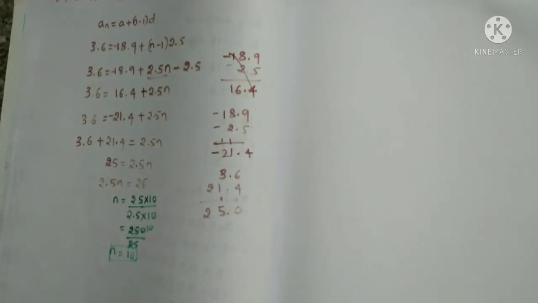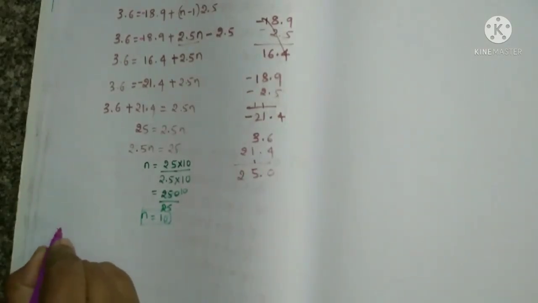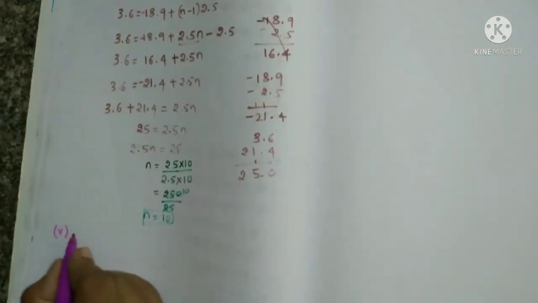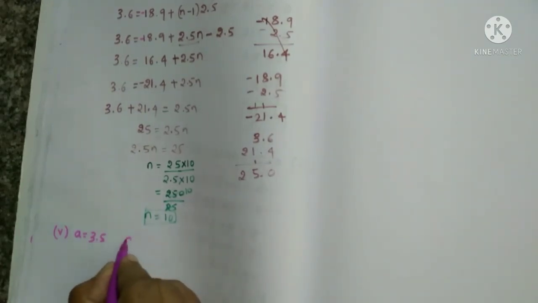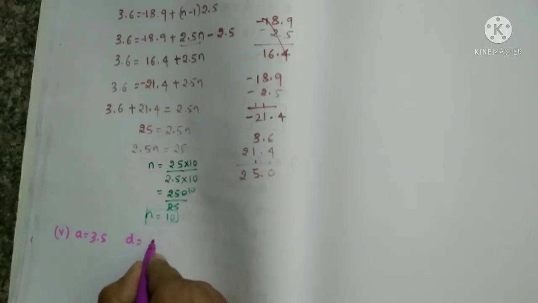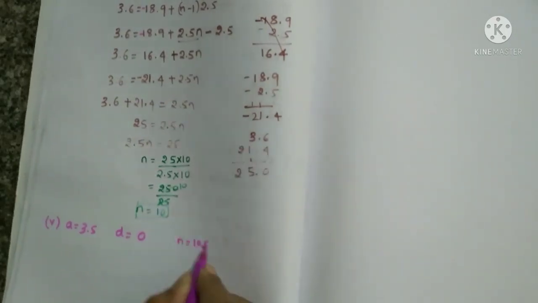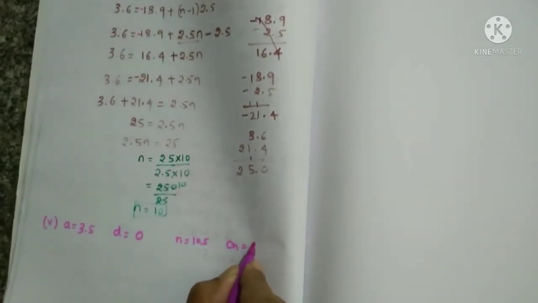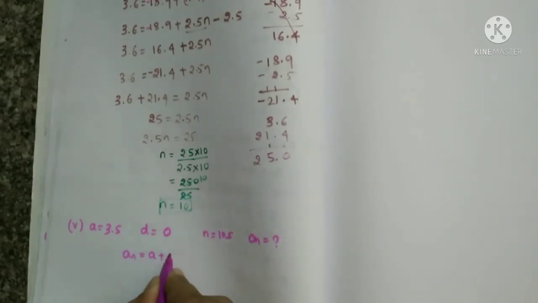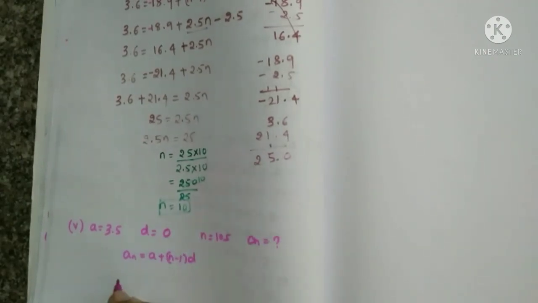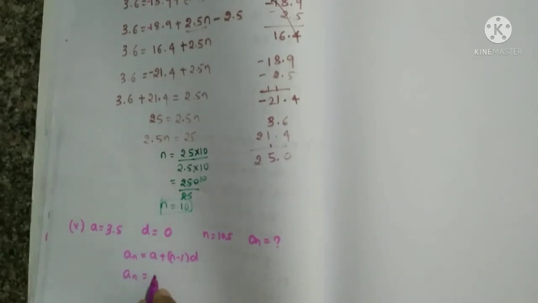Next, we'll see the last sum of this main, that is the fifth sum. What have they given in the fifth sum? The a value 3.5 they have given. d they have given as 0. n they have given as 105. And an they told to find here also. The an formula is what? an is equal to a plus (n minus 1) into d. an is what here? Don't know, write as it is. They told to find it.